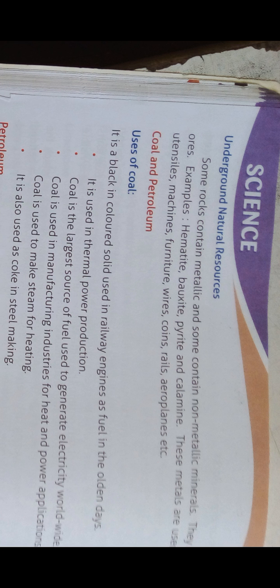Some rocks contain metallic and some non-metallic minerals. They are called ores. Hematite, bauxite, pyrite, calamine. These are used in utensils, machines, furniture, wires, coins, rails and aeroplanes.